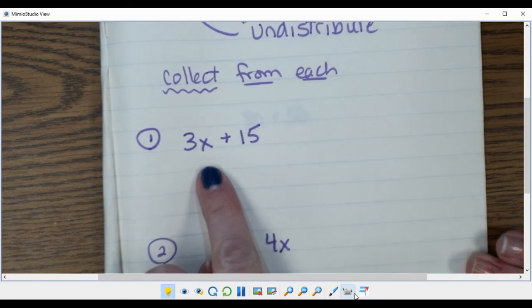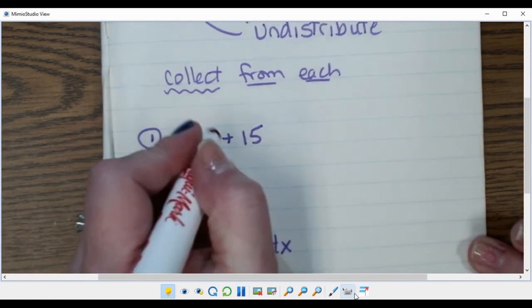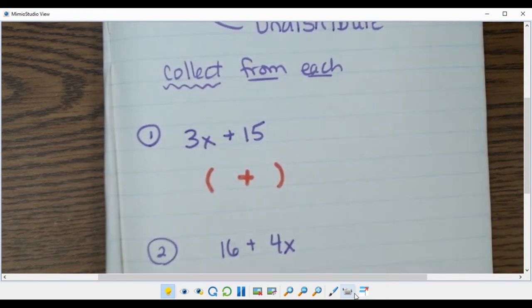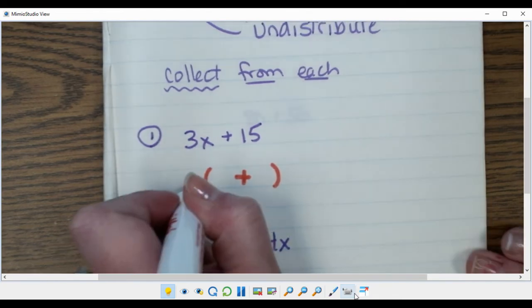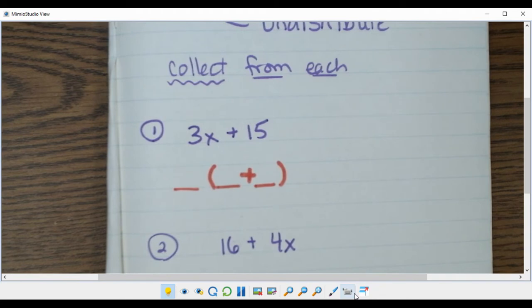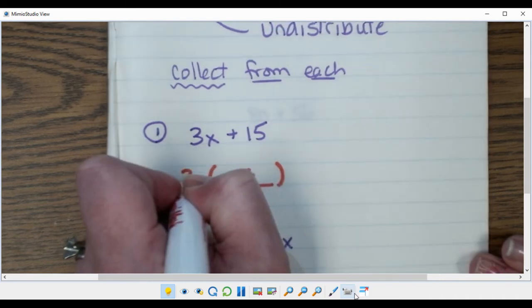So here we have the expression 3x plus 15. I know that my answer is going to look something like this, where I have parentheses. That plus sign is going to come down. So I'll have a number here, something here, and something there. What's a number that divides into both 3 and 15? 3. That's going to go out front.